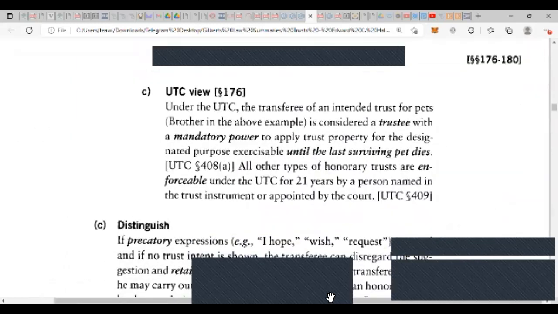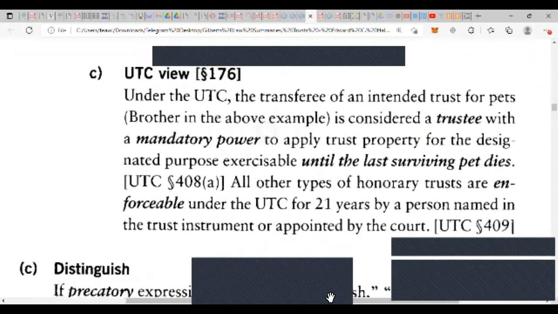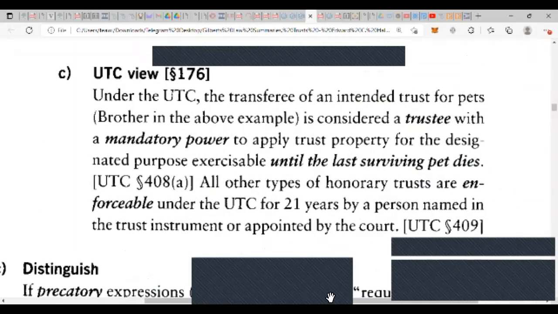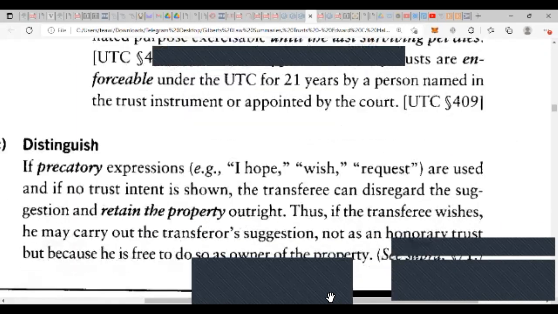C. UTC view, Section 176. Under the UTC, the transferee of an intended trust for pets, brother in the above example, is considered a trustee with a mandatory power to apply trust property for the designated purpose, exercisable until the last surviving pet dies. UTC Section 408A. All other types of honorary trusts are enforceable under the UTC for 21 years by a person named in the trust instrument or appointed by the court.